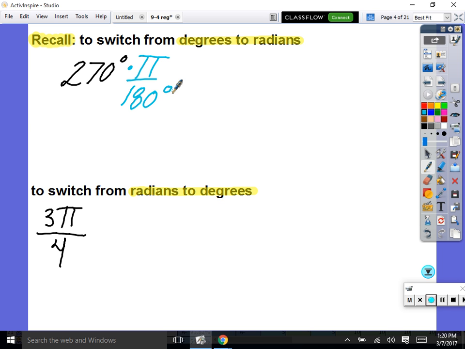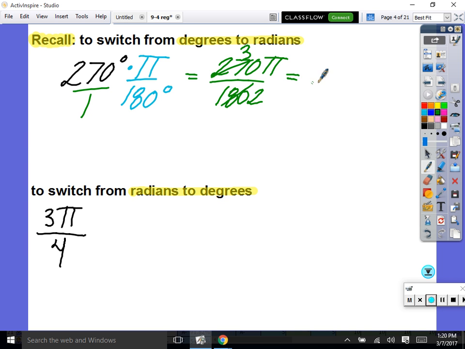Remember, when you multiply fractions, you multiply straight across. So we're really looking at 270 pi over 180, and then you would take your calculator, 270 divided by 180, 3 halves. So your answer in radians is 3 pi over 2 radians. This is pi radians, and then there's the physical decimal radians, 3 times pi divided by 2. But I would want to leave it as this, probably.